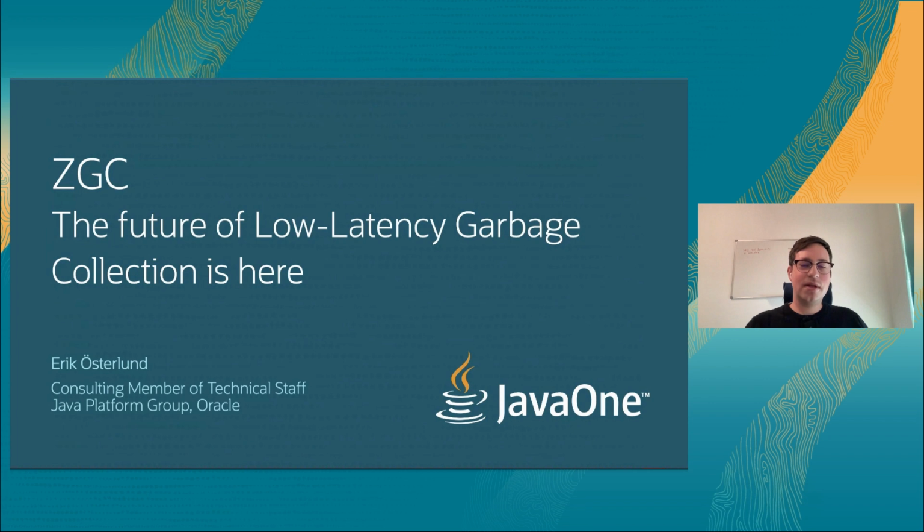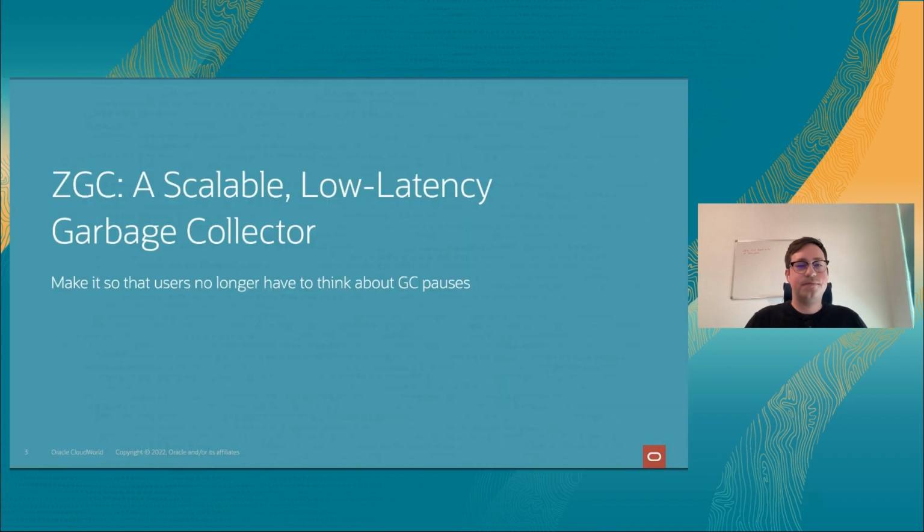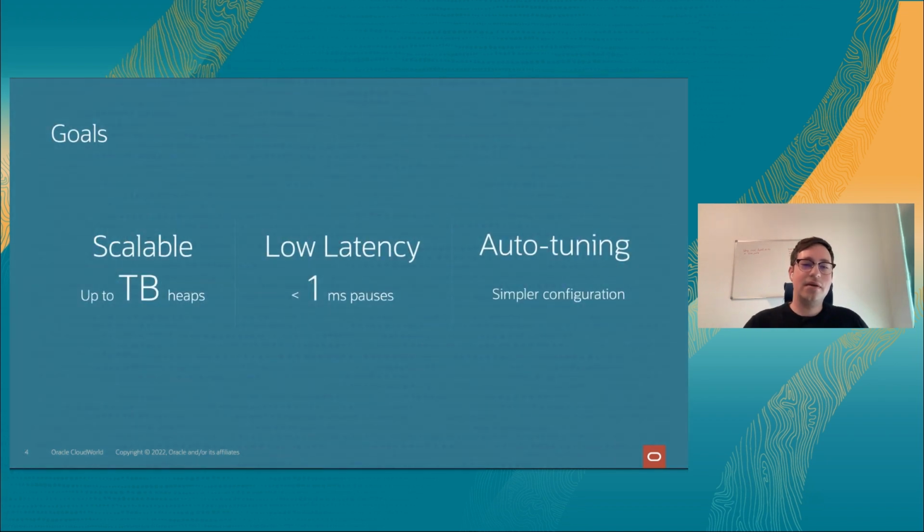But first, let's talk a little bit about what is ZGC. ZGC is a scalable low latency garbage collector. What that means essentially from the user point of view is that you no longer need to think about GC pauses. And the goals have been for a long time now to scale to terabyte size heaps while having a very low latency. We're targeting sub-millisecond GC pause times. And we want all of this to be as simple as possible to use. So we have a bunch of auto-tuning to make the configuration as small as possible.